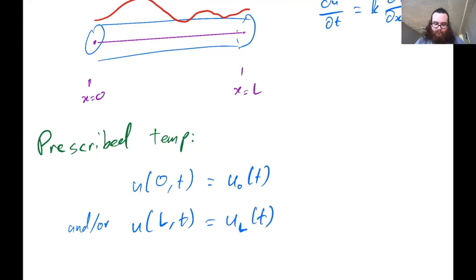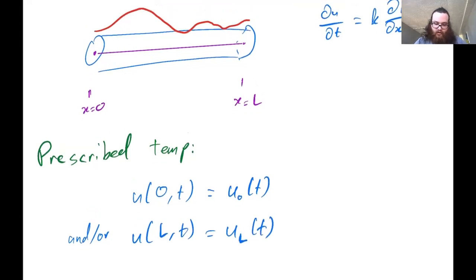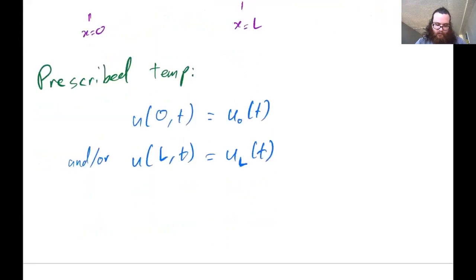Okay, so that's one condition. Another condition, let me copy this and bring it down. Copy. So another condition might be you have an insulated boundary.